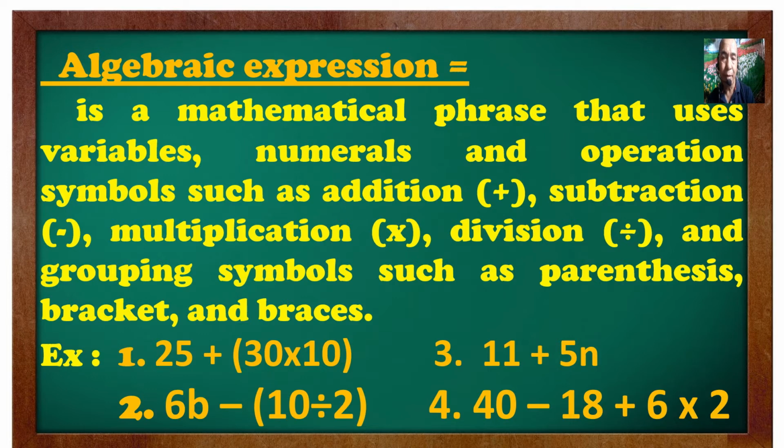We have number 2, 6b minus quantity 10 divided by 2. So we also have a variable represented by letter B. Then operation of subtraction and division, including the grouping which is made of parentheses. So these are examples of a mathematical or algebraic expression. It contains variables, numerals or numbers, and mathematical operations, including symbols, brackets, braces, and parentheses.